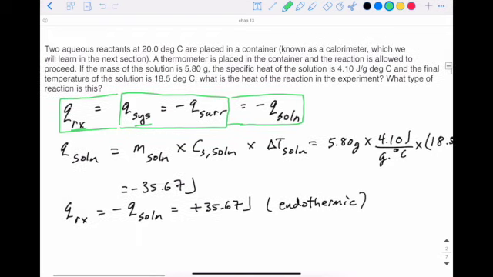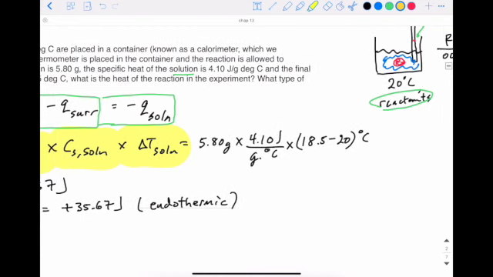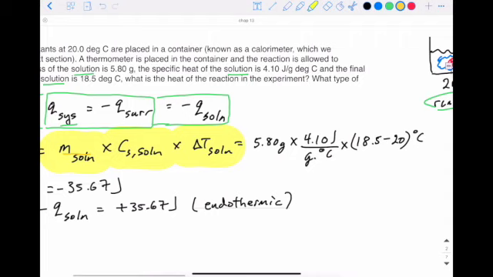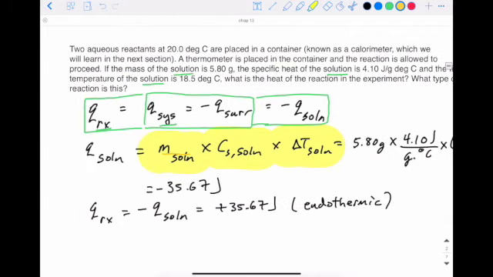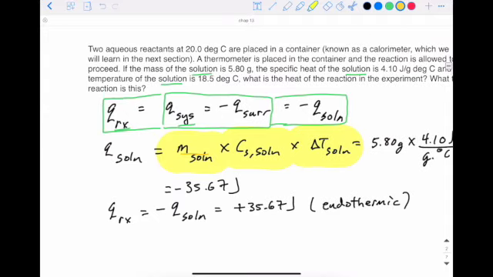So how are we going to do the calculation? Well, look at the numbers that were given. We were told the mass of the solution, the specific heat of the solution, and the final temperature of the solution. That means that would allow us to calculate the Q of the solution. And that's what I did here. I just multiply mass times specific heat times delta T. Mass is 5.8, specific heat 4.1. Now here's the delta T. The final temperature is 18.5. The beginning temperature at the start is 20. You notice that the answer has a negative in front of it because your delta T is a negative number. So negative 35.67. That is the Q of the solution.